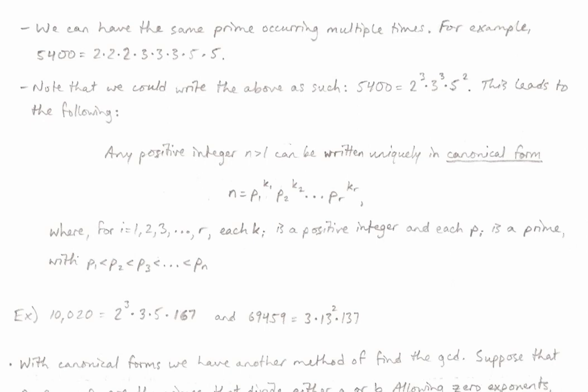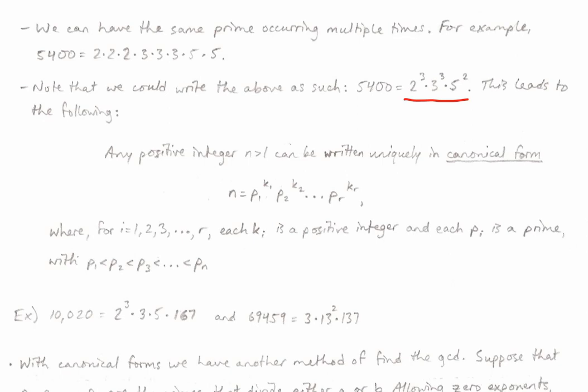And instead of writing 2 times 2 times 2 out, we could just write 2 cubed. And instead of writing 3 times 3 times 3, we can just write 3 cubed. And instead of writing 5 times 5, we can write 5 squared. So we can write that same number, 5400, as 2 cubed times 3 cubed times 5 squared. And there's a special form that we call this right here.